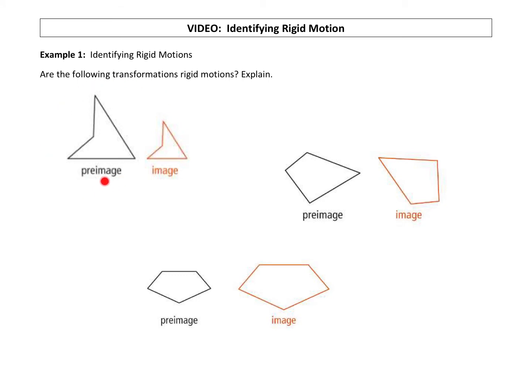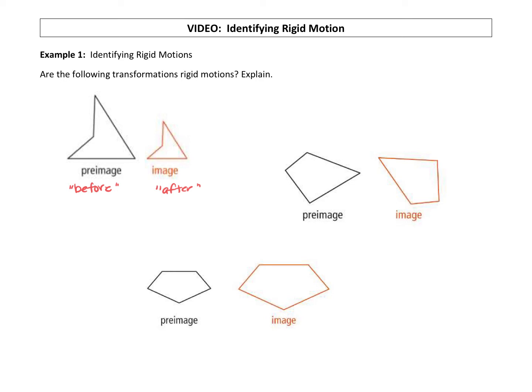The pre-image is like the before. Maybe we'll just make a note. Before the transformation, and the image is considered the after. So when we see that vocab, pre-image and image, the pre-image is our shape before any transformations have happened, and the image is the shape after a transformation. Okay, so here's our pre-image, whatever this random shape is. Here's the image. Is this a rigid motion?